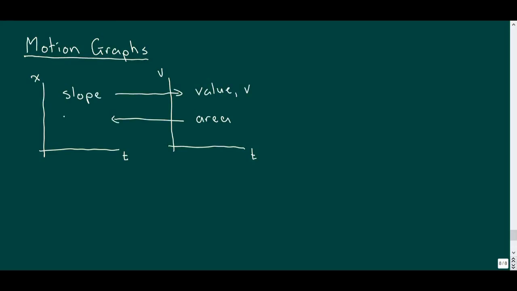So to sum up, you should have a sense of position time and velocity time graphs and the relationships between their data. There's one more graph we need to complete the picture, the acceleration time graph, but this will have to wait for a few videos.